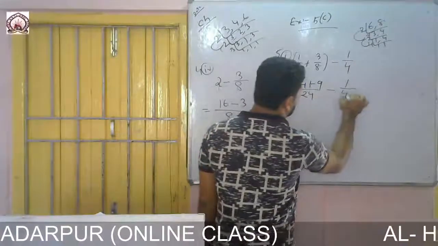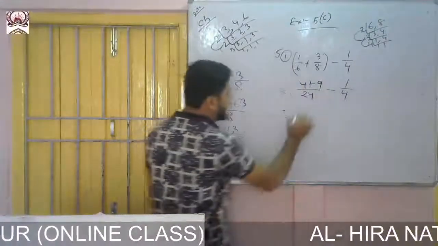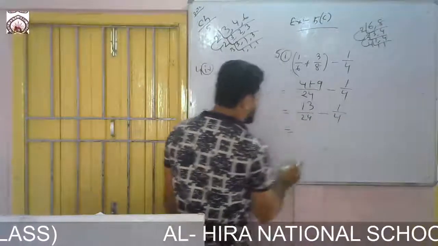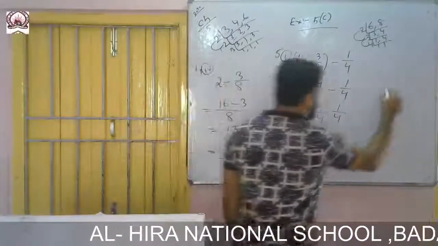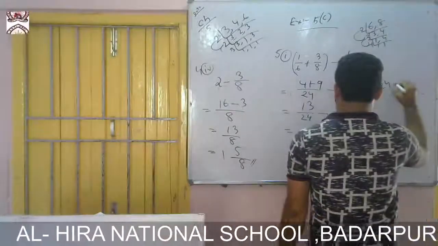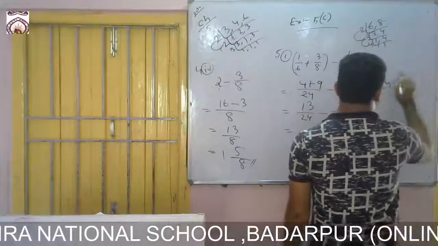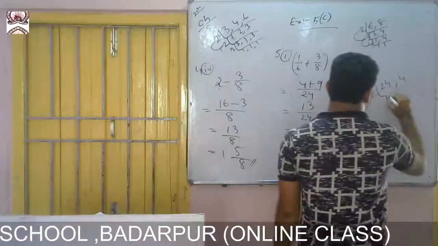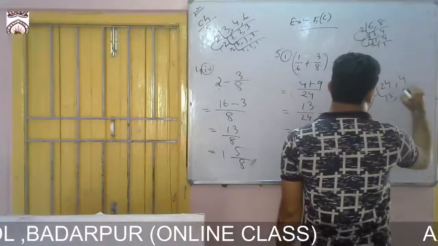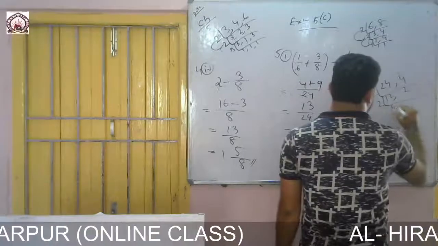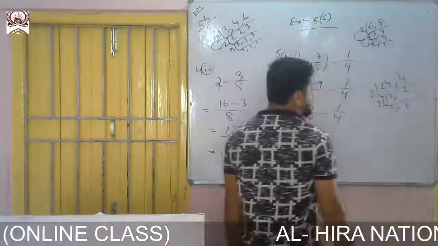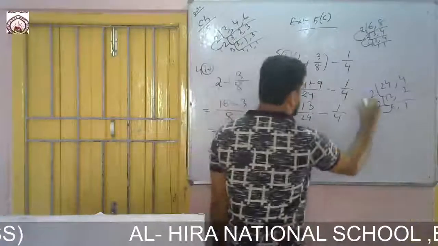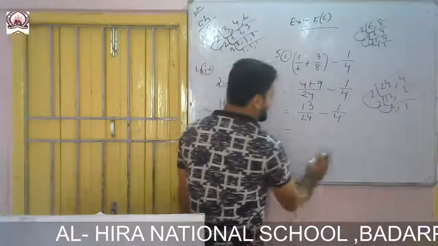Minus 1 by 4. So 4 plus 9 is 13, 13 by 24 minus 1 by 4. Now again you take the LCM of these two, 24 and 4. I can divide with 2: 2 12s are 24, 2 2s are 4, again 2 6s are 12, 2 1s are 2. So we are getting the LCM: 6 2s are 12, 12 2s are 24, again you are getting 24.